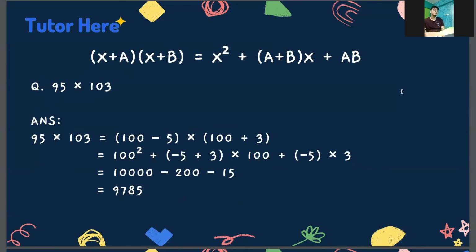And finally, x plus a and x plus b. Here we have 95 into 103. This can be again written as 100 minus 5 into 100 plus 3, where 100 is x. Therefore, as per the formula, we get 100 square plus (minus 5 plus 3) into 100 plus minus 5 into 3, which is 10,000 minus 200 minus 15, which is 9785. These are just some kind of hacks and quicker ways to approach maths.